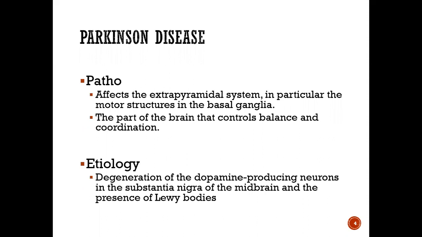Parkinson's disease. Pathophysiology. Parkinson's affects the extrapyramidal system, in particular, the motor structures in the basal ganglia. This is the part of the brain that controls balance and coordination. So that makes sense when we think about Parkinson's. The cause of Parkinson's is a degeneration of the dopamine producing neurons in the substantia nigra of the midbrain and the presence of Lewy bodies.